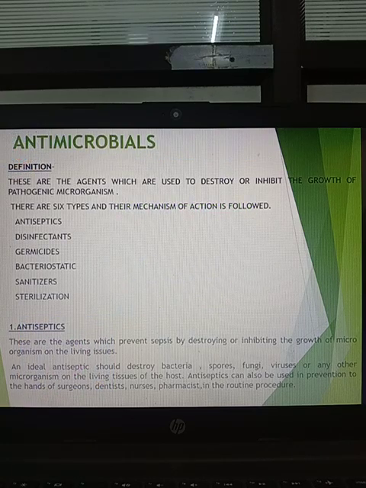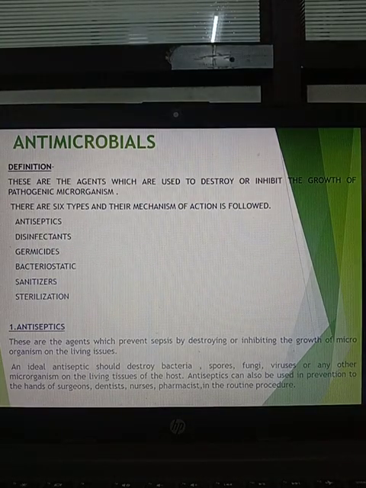So what are antimicrobials? These are the agents which are used to destroy or inhibit the growth of pathogenic microorganisms. Pathogenic means they are carrying or causing disease. There are 6 types, and their mechanism of action is followed: antiseptic, disinfectants, germicides, bacteriostatic, sanitizer and sterilization.